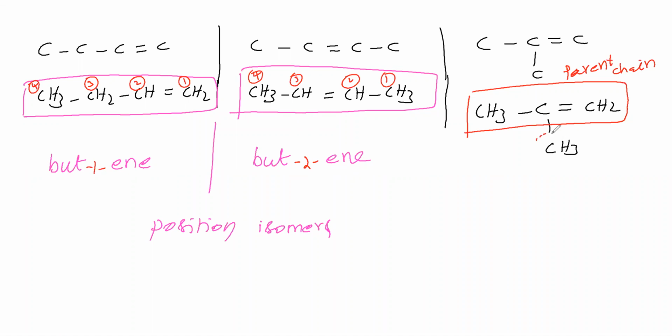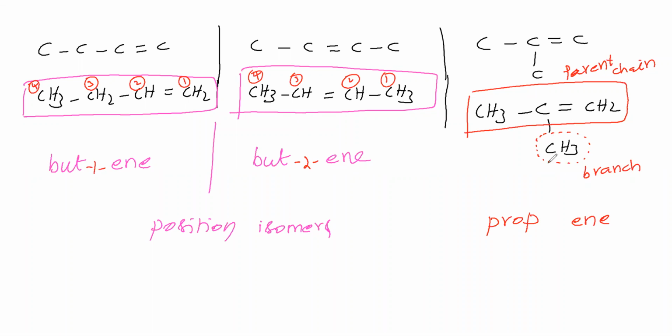Then this carbon is not coming under the parent chain. Therefore, we have to call it a branch. So in this compound, the parent chain is there and a branch is present. The parent chain contains 3 carbon atoms. Therefore, the root word is prop. Here a C=C double bond is there. Therefore, we say "en".